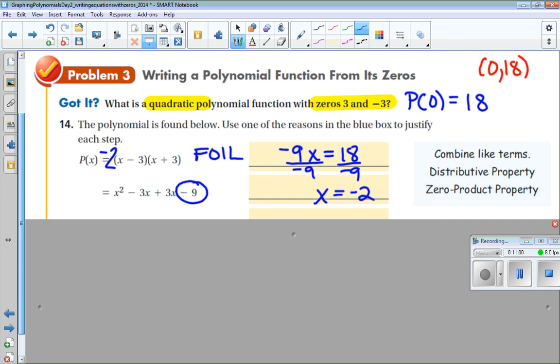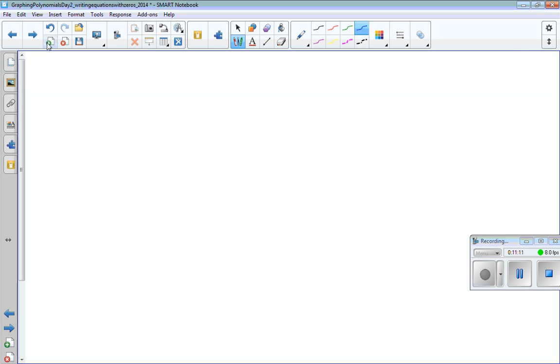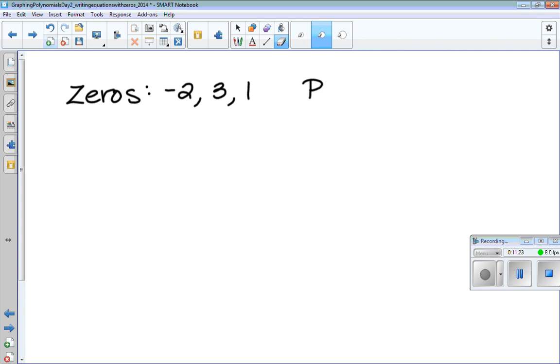So that would be the full equation. Okay? I think we should try another one like this, don't you? They're a little harder. So we can do another one to try. Let's try. So let's say that I'm giving you zeros of -2, 3, and 1. And I'm also telling you that I'm going to use f of x.